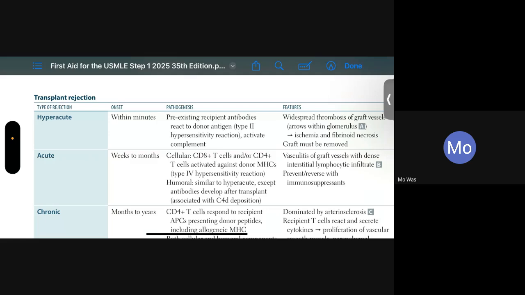The response is almost the same as that of hyperacute, but in hyperacute we were having preformed antibodies, while in this case your antibodies are going to develop after the transplant, as they're mentioning here, in the first year, right?